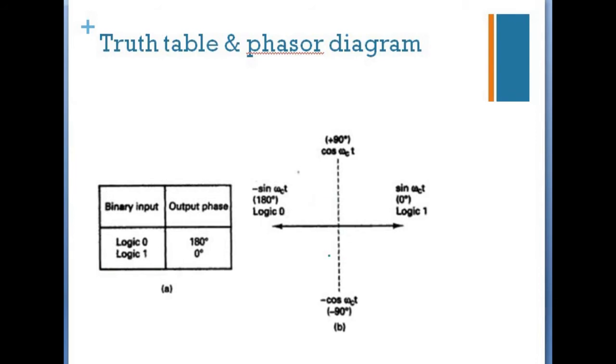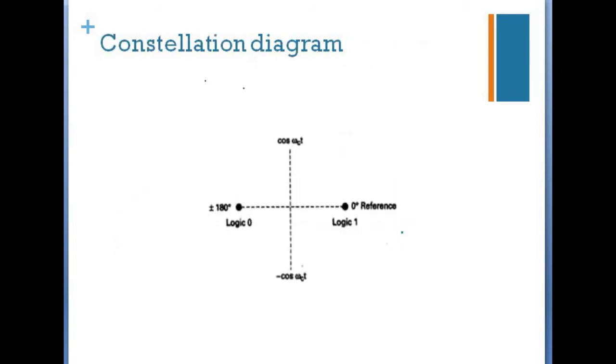This phasor diagram shows the phasor values of the modulated signal. And there is a constellation diagram, which is similar to a phasor diagram, sometimes called a signal state space diagram. It is similar to a phasor diagram except the entire phasor is not drawn, only the relative peaks of the phasors are shown. For logic 1 we have 0 degree, for logic 0 we have 180 degree. This width represents the distance, that is, the relative peak.